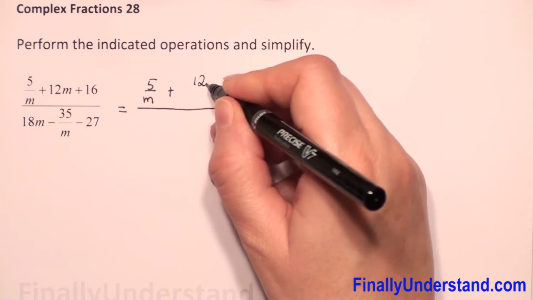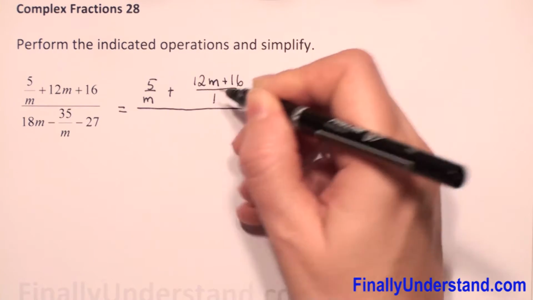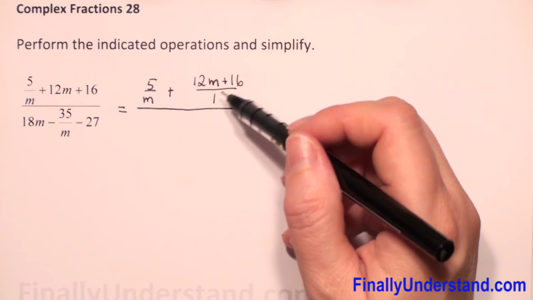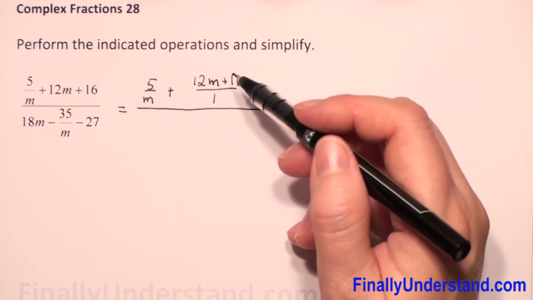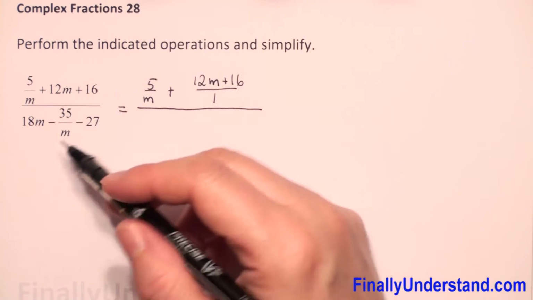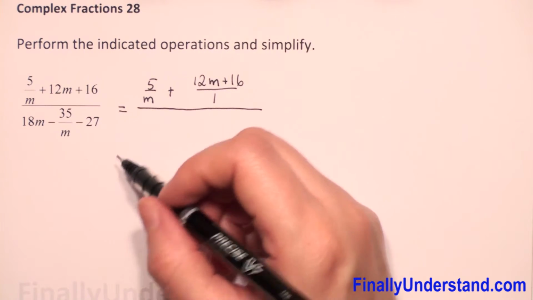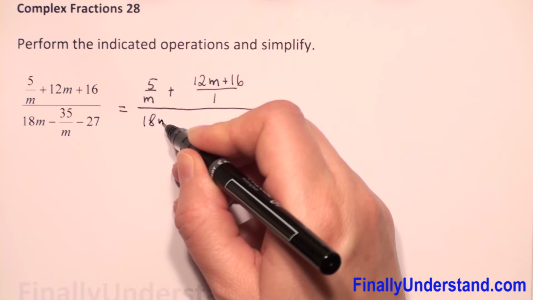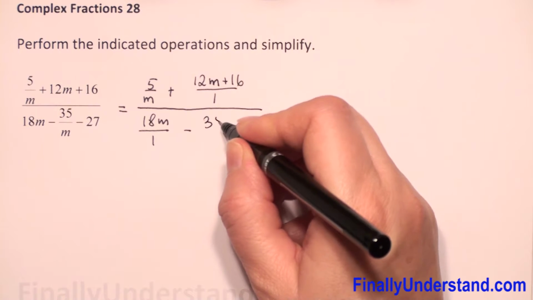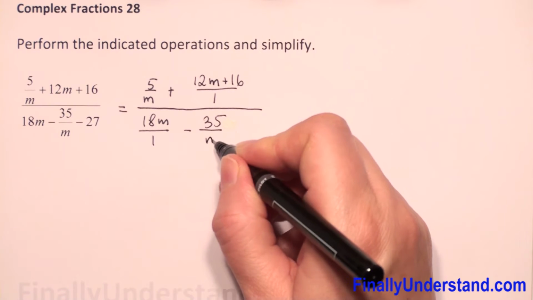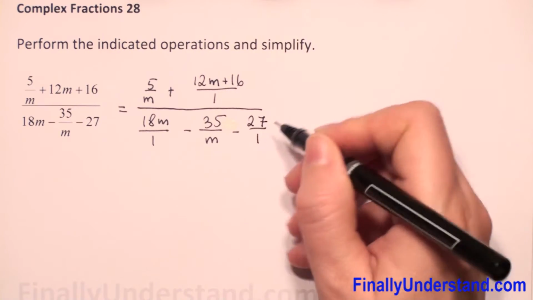We will change it to a fraction. We have to just put it over 1. It didn't change anything. We still have 12m plus 16, and now we have a fraction. The same we will do with the denominator, because we have the fraction 35 over m, so I will change 18m over 1. So we have a fraction minus 35 over m minus 27. I will change it to a fraction, so it will be over 1.